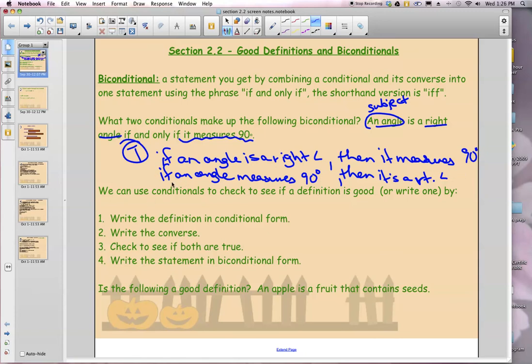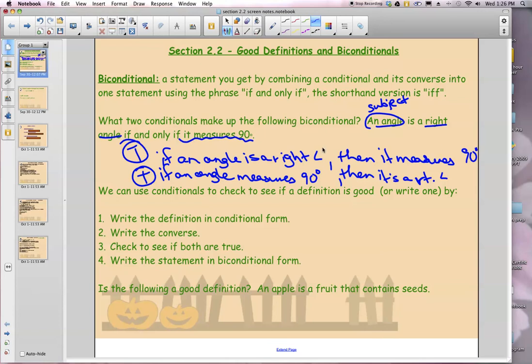Is the converse true or false? Well, if an angle measures 90 degrees, then it's a right angle. That would be true. That's a true statement. Since they're both true, that's how come we were able to write it as a biconditional. The good thing about a biconditional is that, first of all, it's only one sentence, so you only have to write the hypothesis and the conclusion once. Another good thing about a biconditional is that it doesn't matter which one you put first.